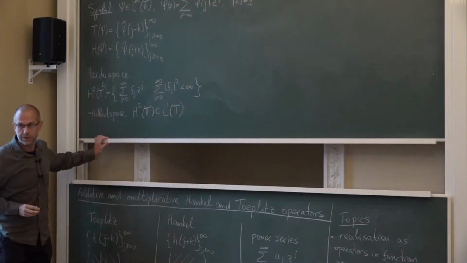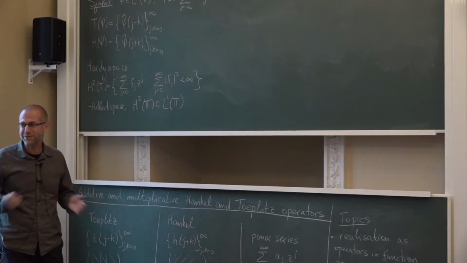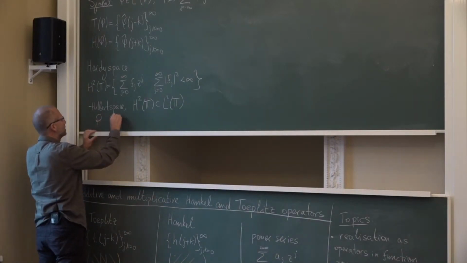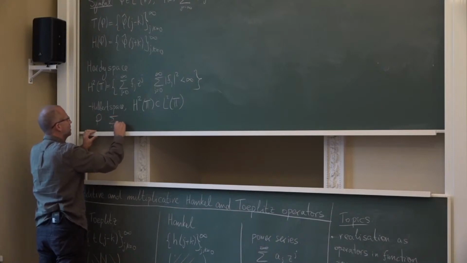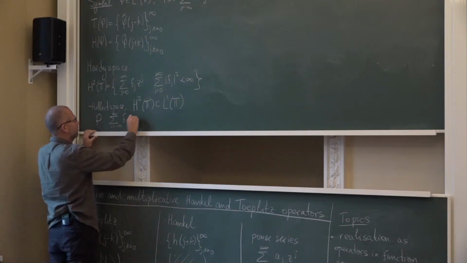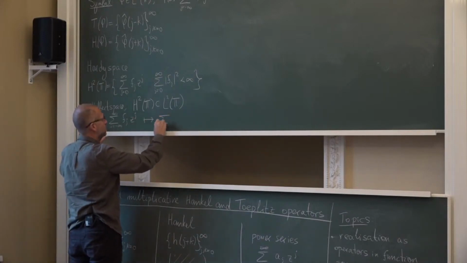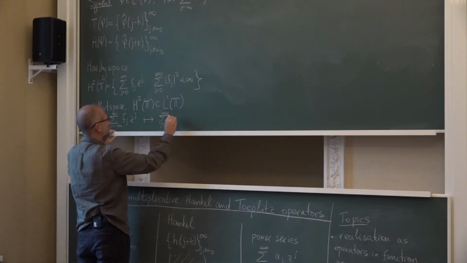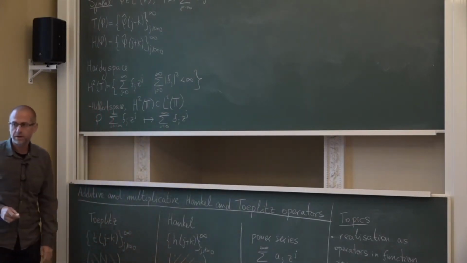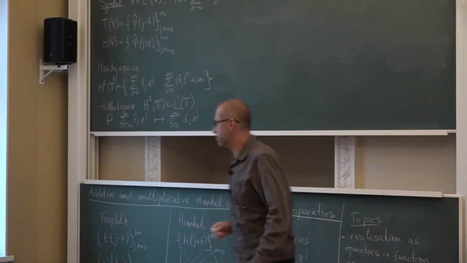And we have the corresponding natural projection. Some people call it Riesz projection, some call it Hardy projection, some call it Szegő projection. So this is P, which takes a function defined by the series where the indices go from minus infinity to infinity, and it just kills the negative part of this series. So we just kill the coefficients with negative j. This is the natural orthogonal projection.